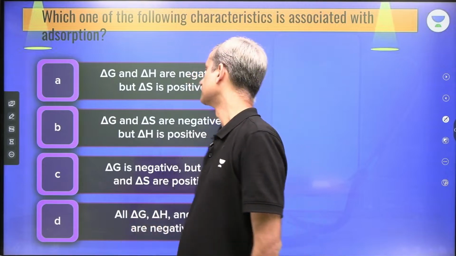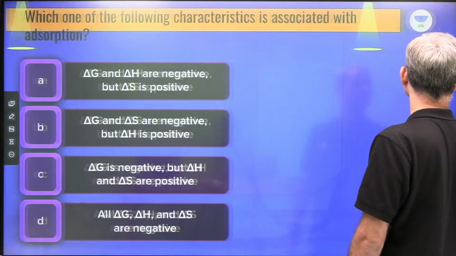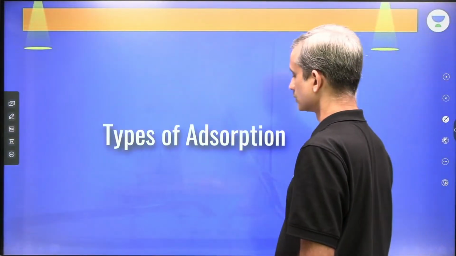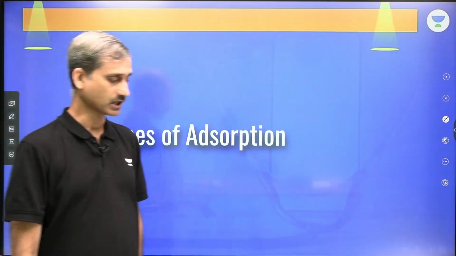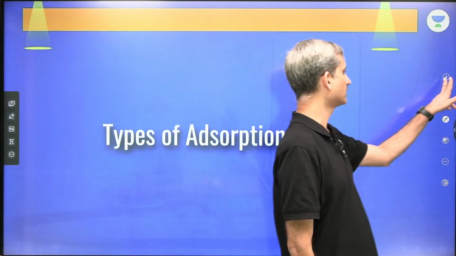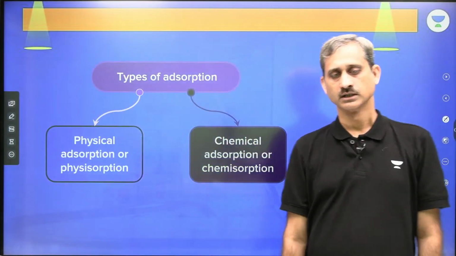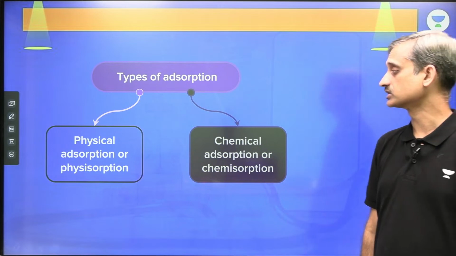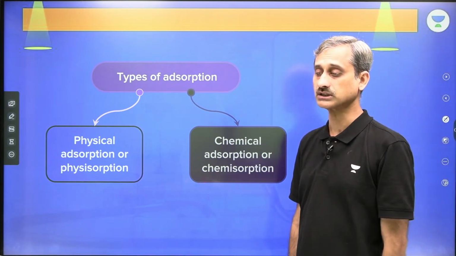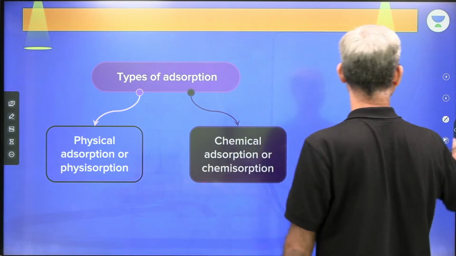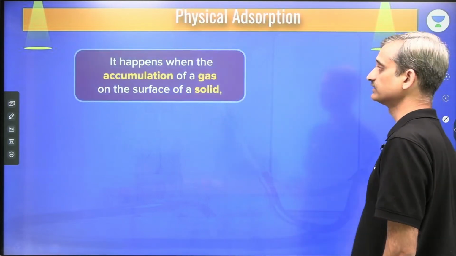Okay. So let's talk about the different types of adsorption. In fact, we have only two types of adsorption, physical and chemical adsorption. That's what we are going to talk about here. We have the physical adsorption, which is also termed as physisorption, and then we have chemical adsorption, which is also termed as chemisorption.